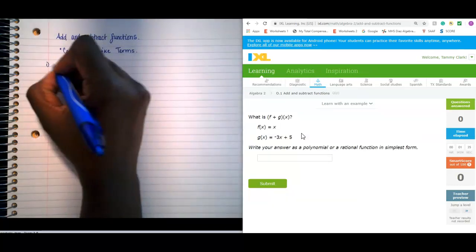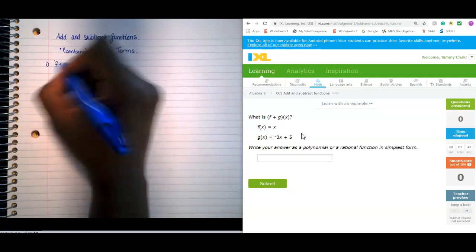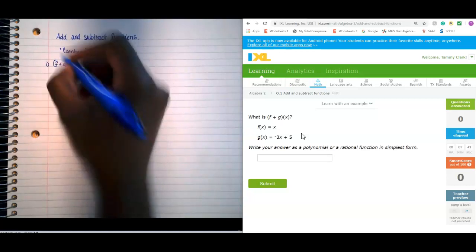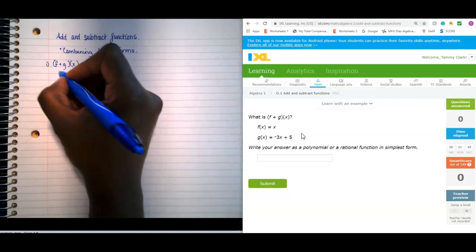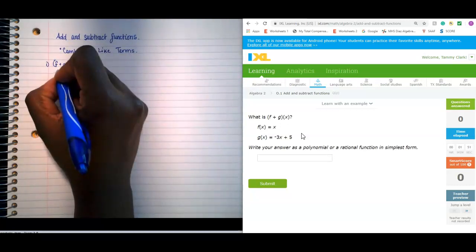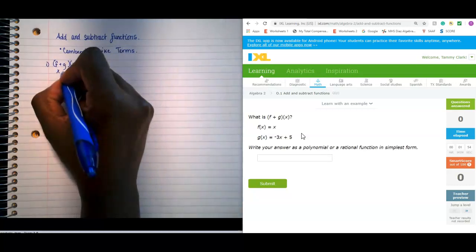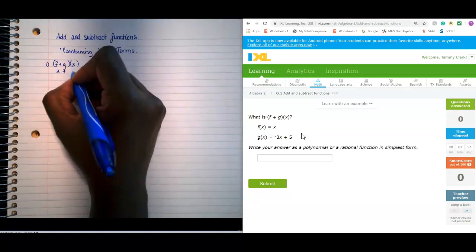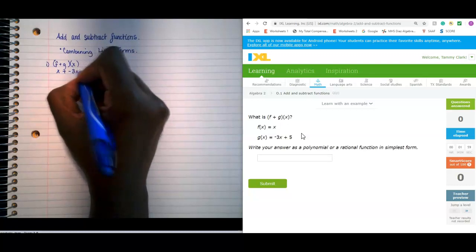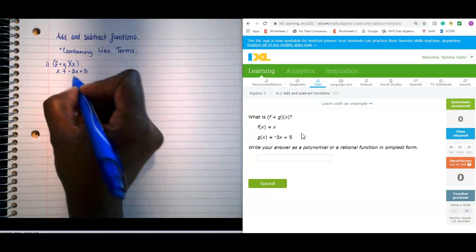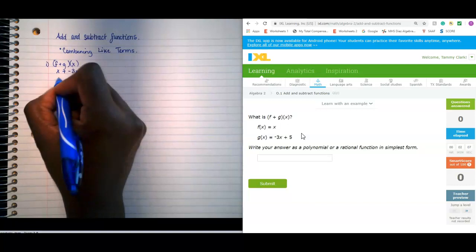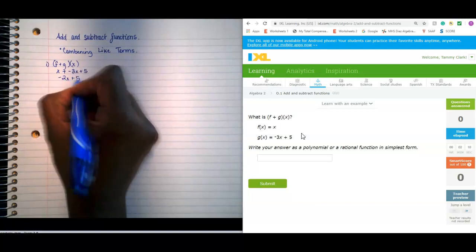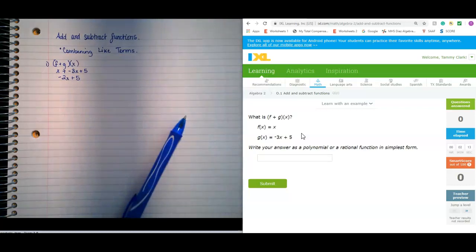So we have question number 1. We're going to do f plus g of x, and they're asking us, what is that? So we know that we have x, and what we're going to do is add to it g of x, which is negative 3x plus 5. So we're just going to combine like terms. I have a positive x minus 3x, which gives me negative 2x. And then I have no other constant, so it would be negative 2x plus 5.